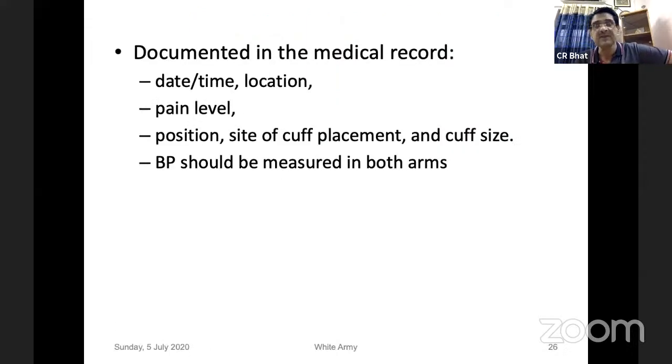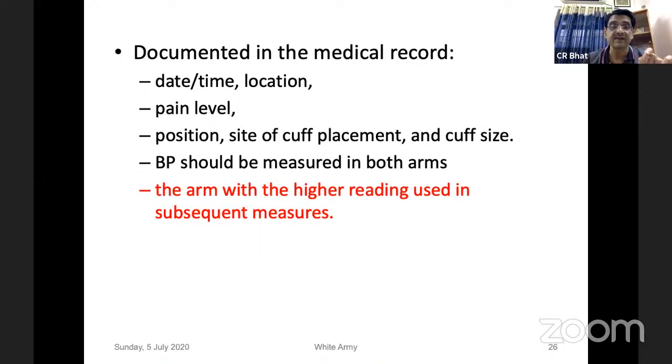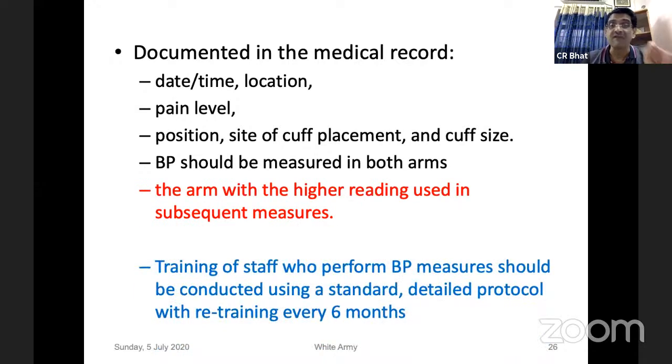Now, it is not only recording blood pressure. Immediately you need to document the blood pressure, indicating the date, time, and location, whether the patient was in a painful condition, which position you recorded it in, whether the patient was supine or sitting, and whether the appropriate cuff was used. Everything should be documented for future reference. I told you that the arm with the higher reading should be used for subsequent measurements, so that has to be documented if there is a difference.